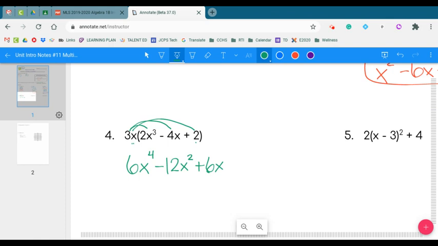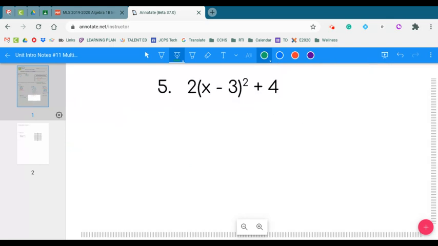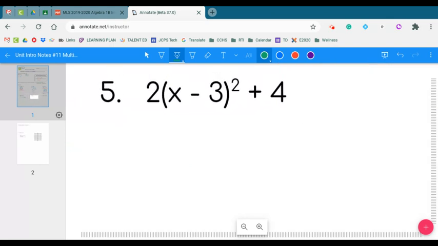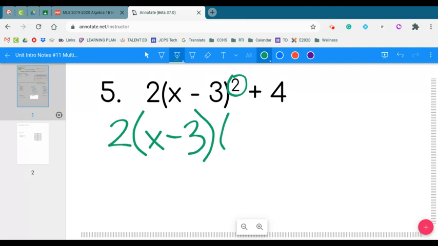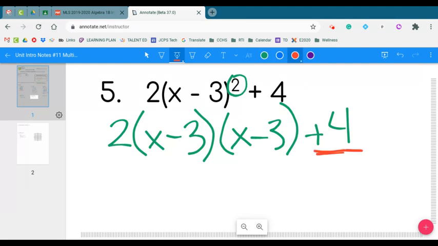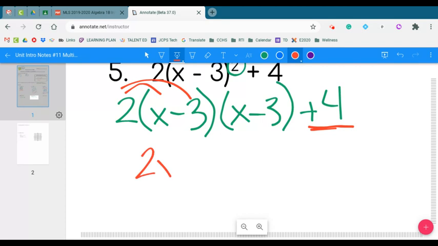Okay, going on to number 5. Number 5 is going to be the hardest that we're going to do with multiplying right now. The first thing we see is this 2. That means we need to write x minus 3 twice first. Tack on your plus 4. This plus 4 we're going to save to the very end, so we're just going to leave that there, but we need to make sure we don't forget about it. I'm going to distribute this 2 to the first set of parentheses only. I got 2x minus 6, x minus 3, and then I got my plus 4.